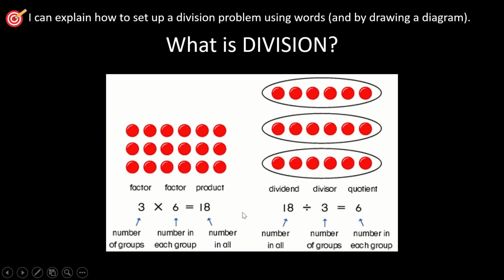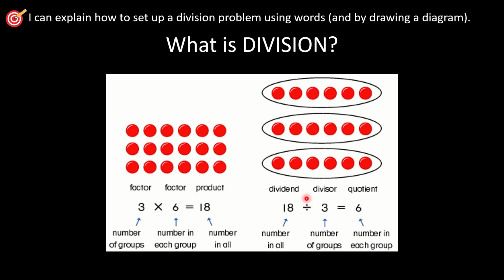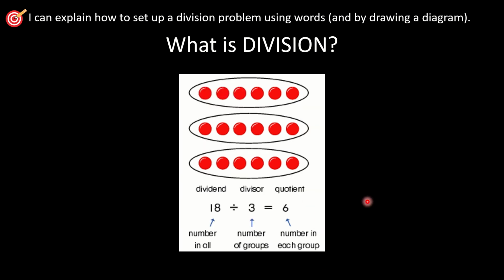These two expressions are very similar. The product is going to be the same as the dividend, and then the divisor and the quotient are going to be the factors. So the number of groups, number in each group, and number in all. So this first one can be thought of as the number in all, and then the number divided by number of groups, and then that's how you figure out how many are in each group.